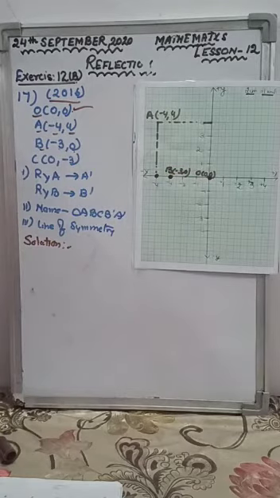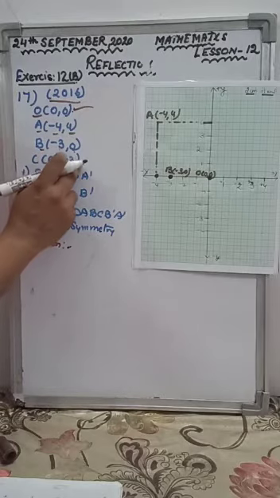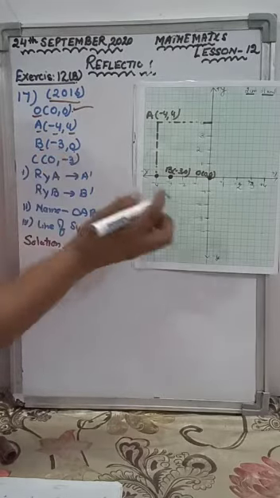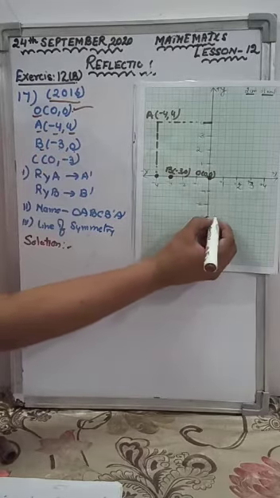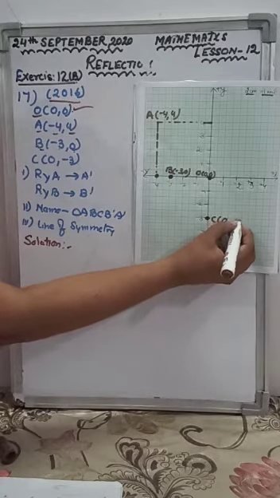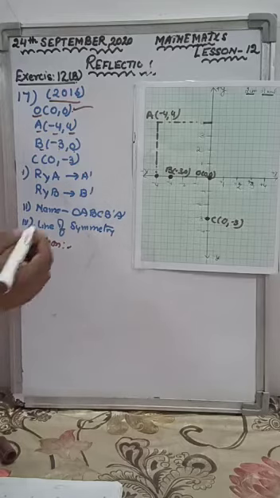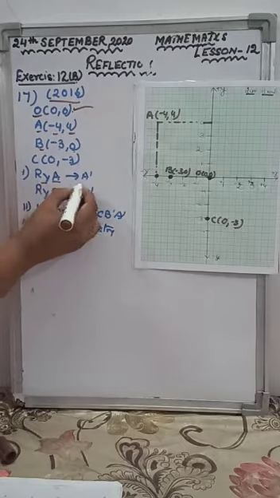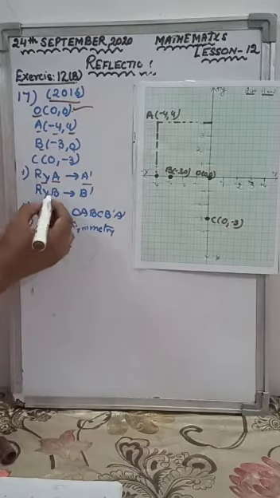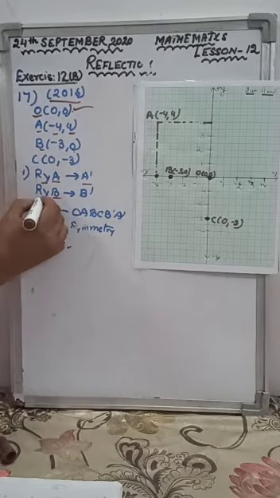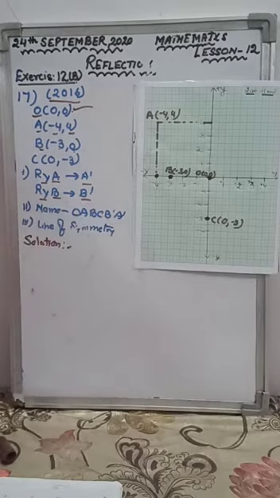Now next is point C. Point C is 0, -3. Clear? 0, -3. So this will be your point C, 0, -3. Now the question further says that first part, reflect the point A and B on the y-axis. So when you reflect point A on the y-axis, name it as A dash. When you reflect B point on the y-axis, then name it as B dash.